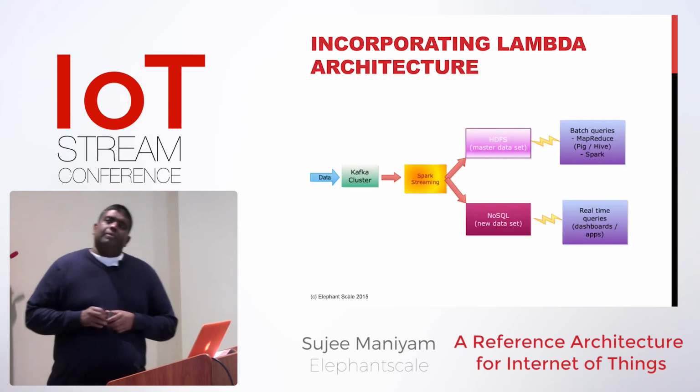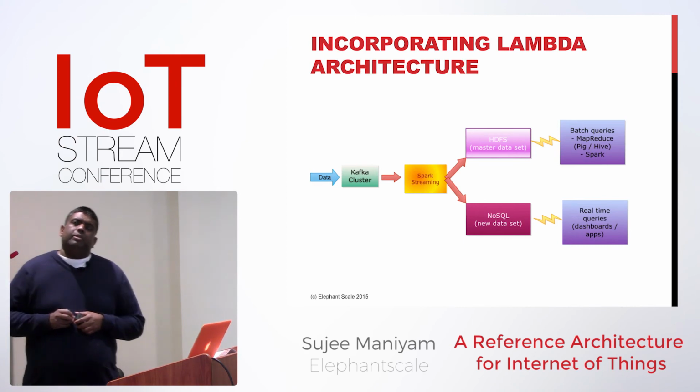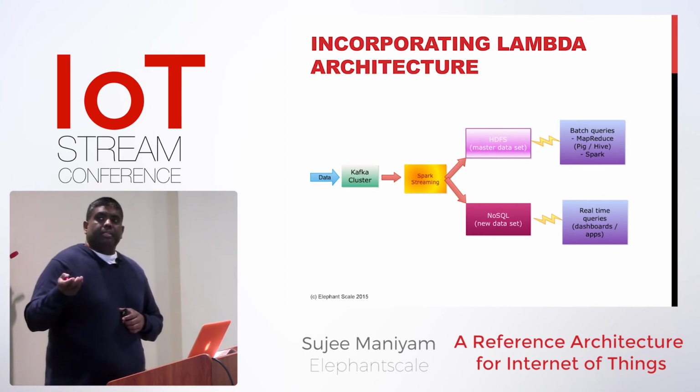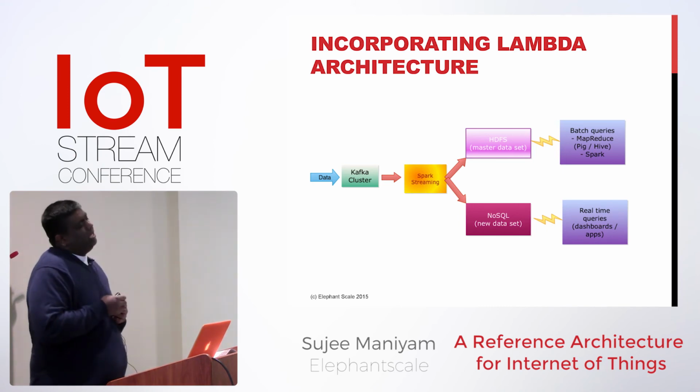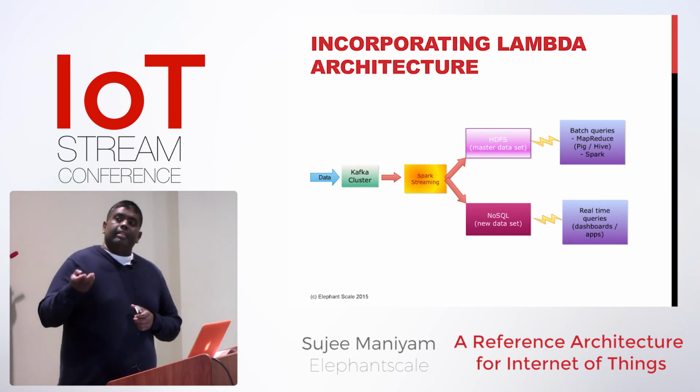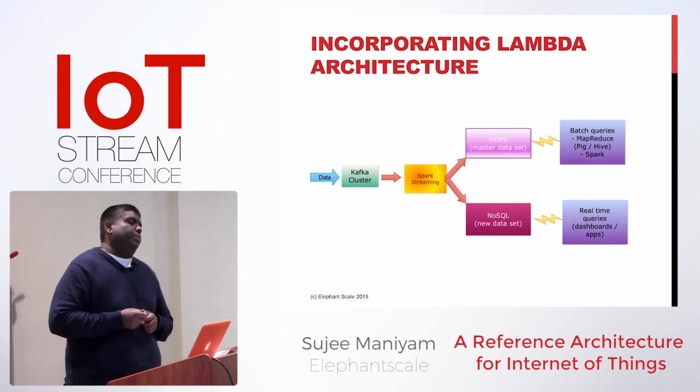So if we were to convert our architecture to Lambda, this is what we have. Our data comes to Kafka, right? So Kafka makes sure data is captured and no events are lost. That's what we want. We don't want to lose any events. Then the data is pulled down into Spark out of Kafka, and as Spark processes events, it's pushing events to either HDFS and NoSQL.